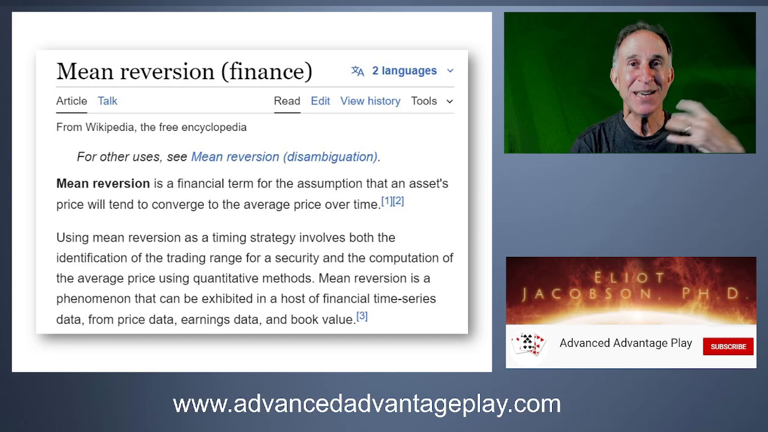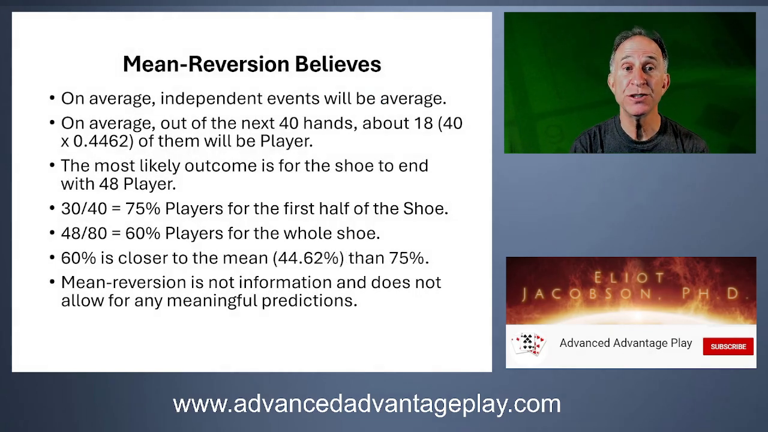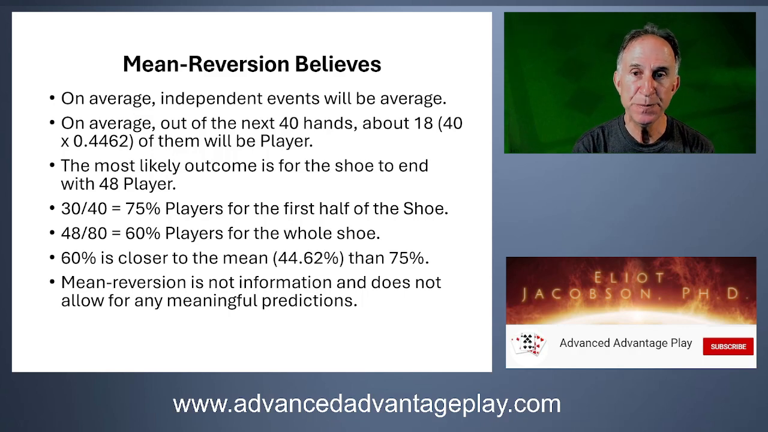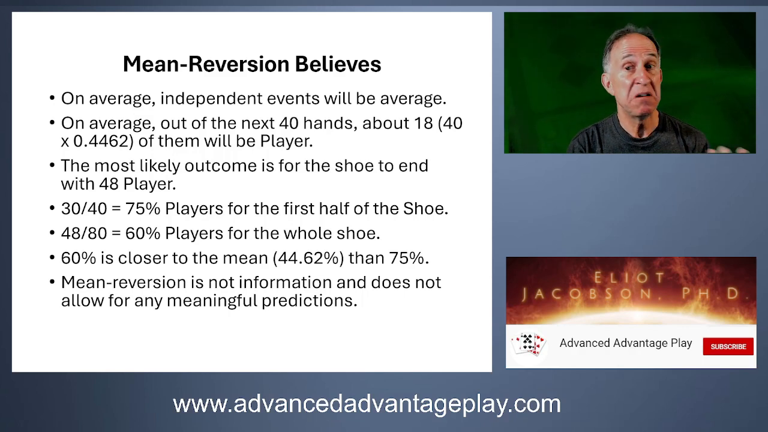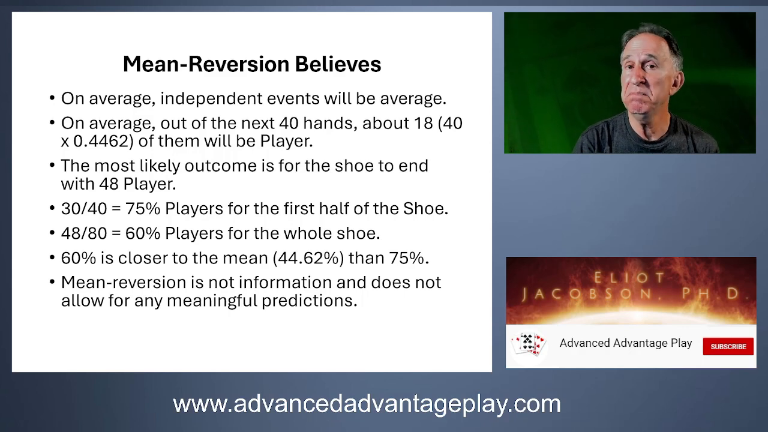And let me show you how we can actually do that computation here. So let's talk about what the person who really understands mean reversion believes. Well, on average, independent events will be average. So if there's 40 hands left to play in that shoe, then about 18 of them, and again, you just do this multiplication, should be player.